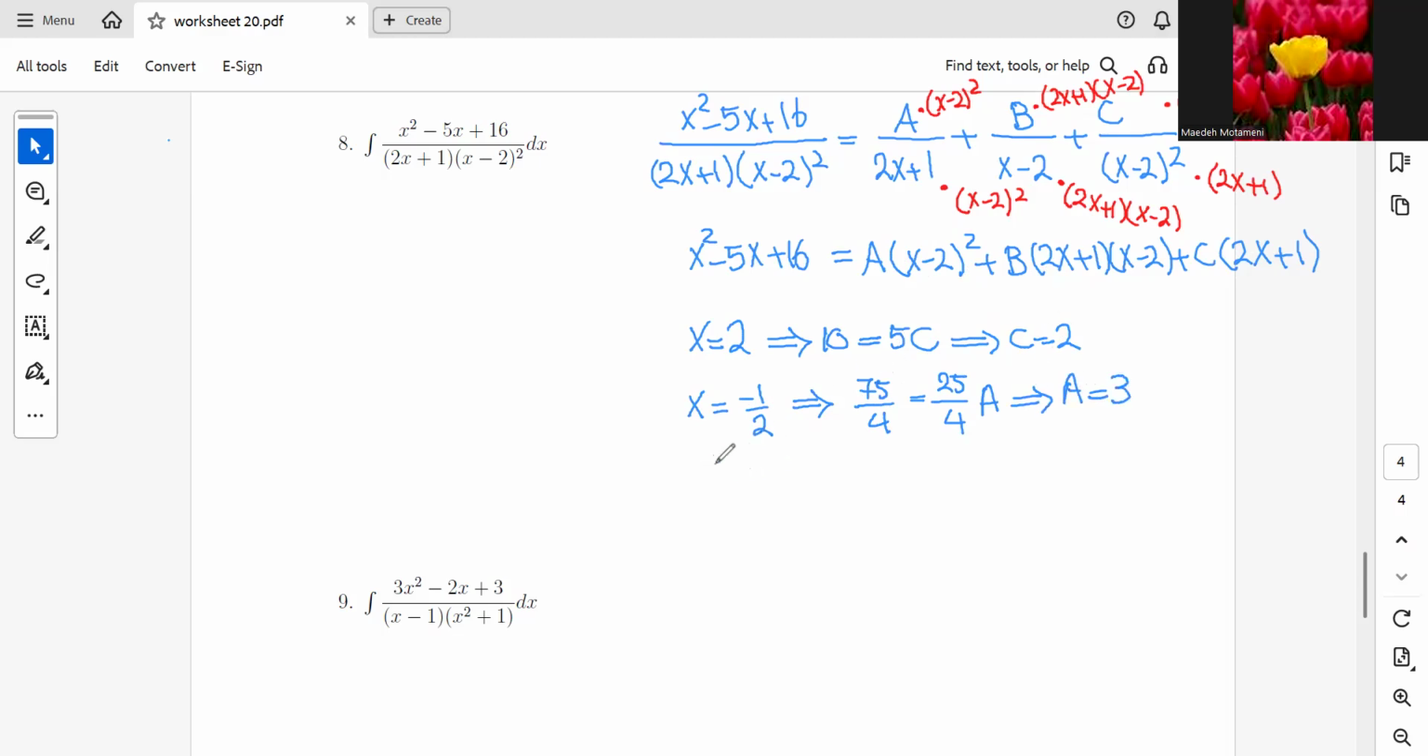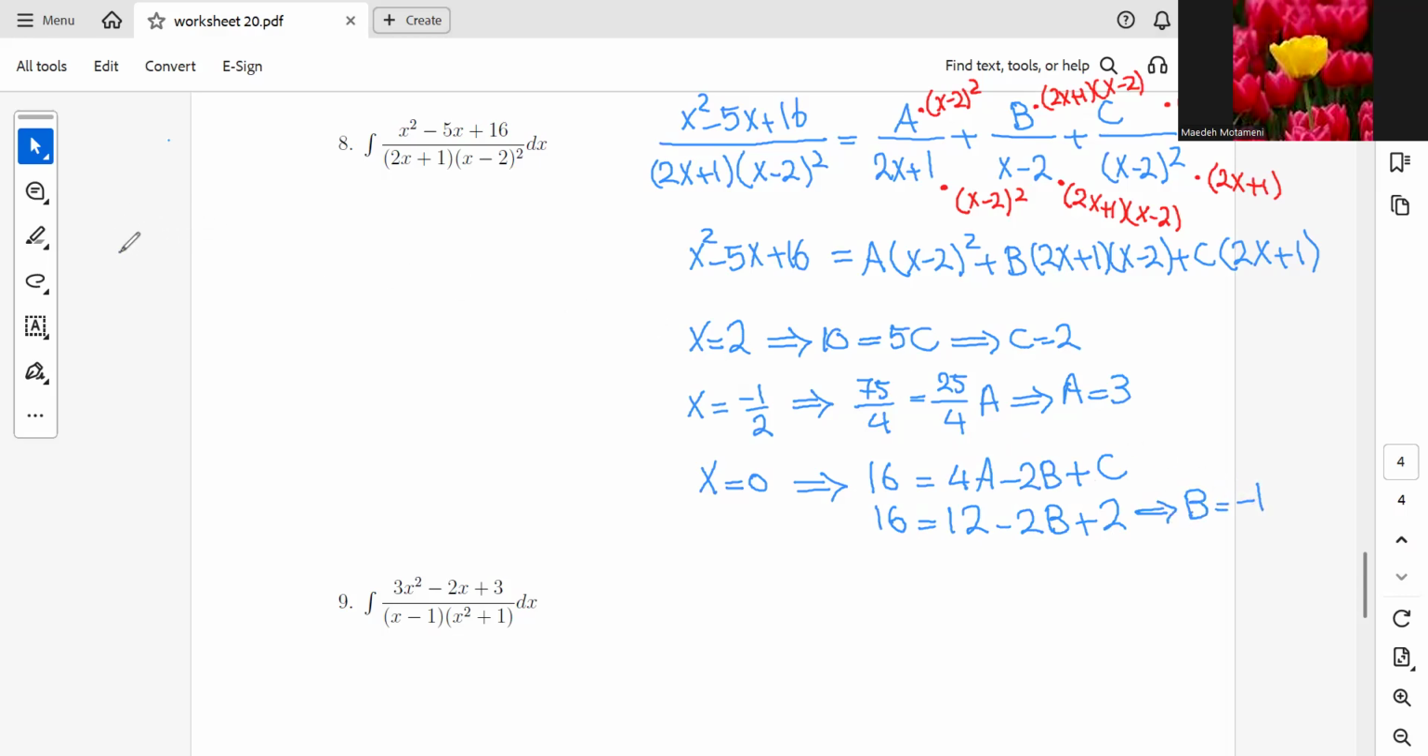And we can pick an easy number like 0. If you plug in 0 for the left side, that would be 16. For the right side, that would be 4a minus 2b plus c. We know that a is 3, c is 2. So that would be 12 minus 2b plus 2. It means that b is negative 1.